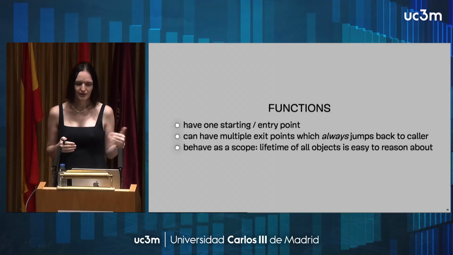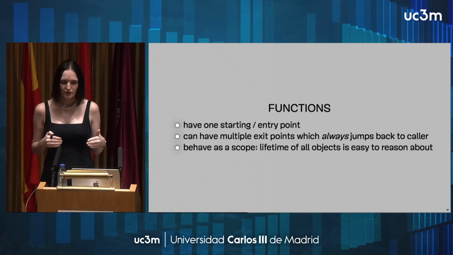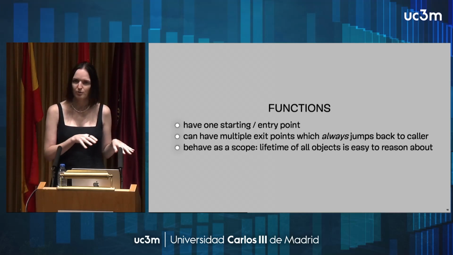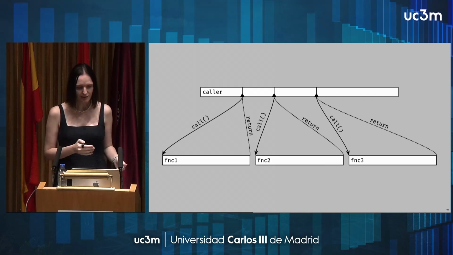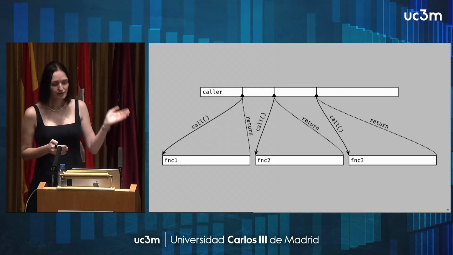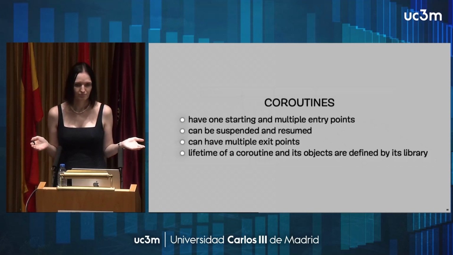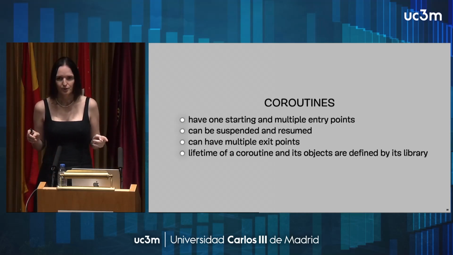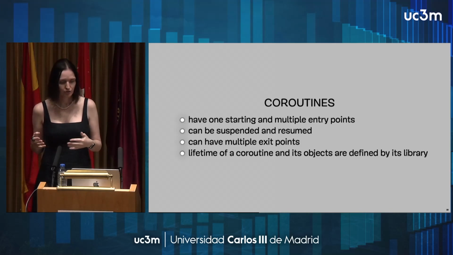A function has only one starting point and one end, and it can leave at multiple points, but it can never go back. And because it's nicely scoped, you can reason about the lifetime of the objects inside, because they are scope based. It looks like this. You have a caller, you call a function, it returns, you call another function, it returns, call, and so on. Functions. Okay, coroutines have one starting point and multiple entry points. You can re-enter them. You can suspend them and resume, and they can have multiple exit points, like functions.